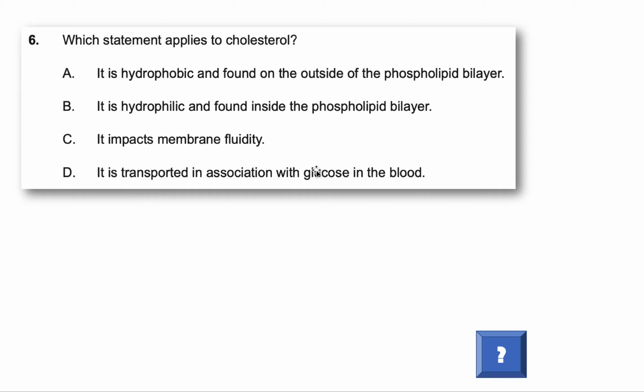It is transported in association with glucose in the blood. We know this is not true, because think about it. Cholesterol is hydrophobic, meaning it doesn't like water. Your blood is mainly made up of water. So do you think it can be transported inside your blood? No, right? It struggles to be transported inside your blood because it dislikes water, so it doesn't want to be in your blood. So that's why D is incorrect. So it's going to be C.